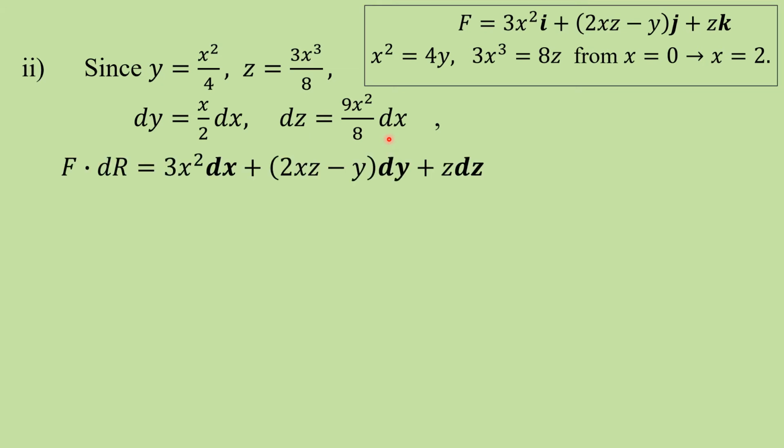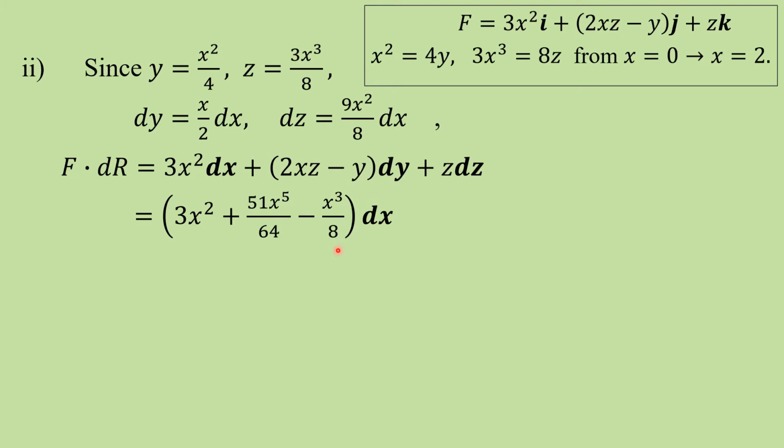So substituting in your F dot dr, which I got 3x square dx plus 2xz minus y dy plus z dz. Now I can substitute y as x square by 4, z as 3x cube by 8, followed by dy and dz in terms of x already we have here. So after substituting, I get it is a function of x as 3x square plus 51 x power 5 by 64 minus x cube by 8. Substitute carefully and simplify. You will get F dot dr as 3x square plus 51 x power 5 by 64 minus x cube by 8.